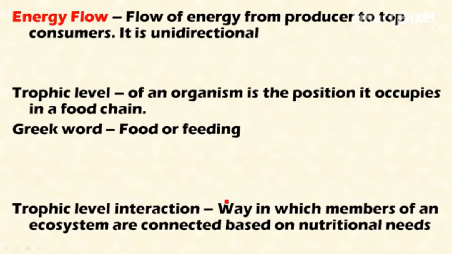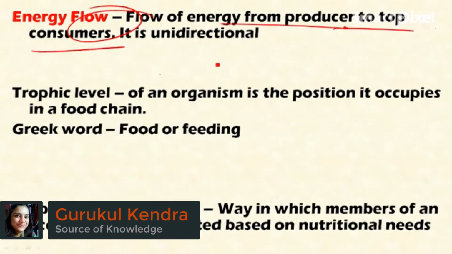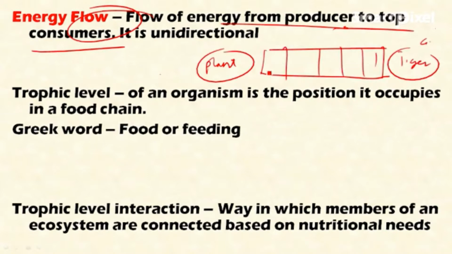So we discussed energy flow in our first slide. This is the first important function of the ecosystem. And what is this energy flow? It is the flow of energy from the producer to the top consumer. It is the flow of energy from producers, that is plants, to the top consumer, that is tiger or lion, through intermediate trophic levels.